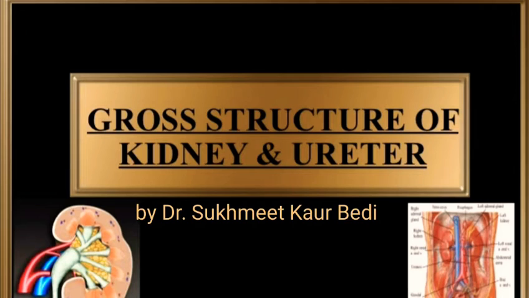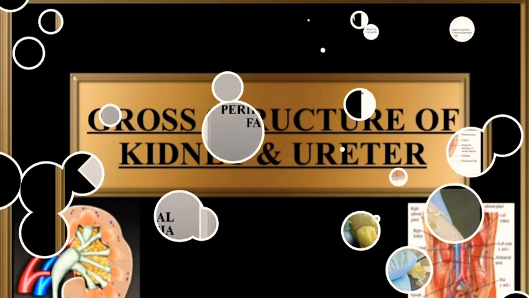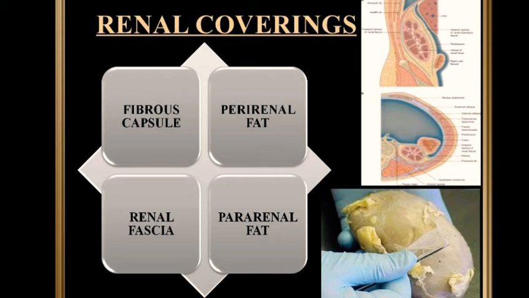Hello students, in this video we'll be discussing the cross structure of kidneys and ureters. First of all, we'll be discussing the renal coverings. The renal coverings are fibrous capsule, perirenal fat, renal fascia and pararenal fat.